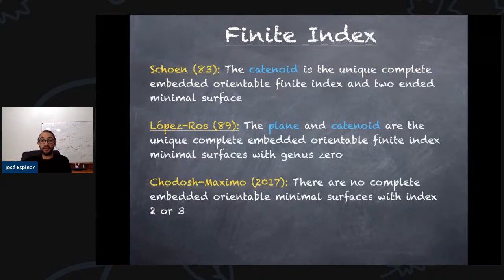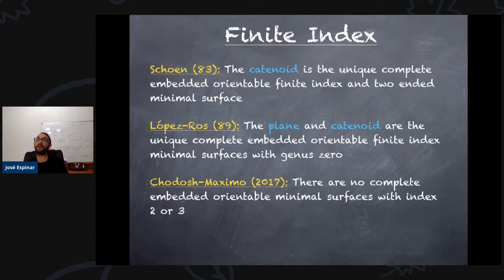So Schoen also proved that the catenoid is the unique complete embedded orientable finite index and 2-ended minimal surface. Actually, what he proved is that it's the only one with 2 ends and finite total curvature, no matter what the genus. But finite total curvature implies finite genus, so it's the same statement. Also, Lopez and Ros proved that the plane and the catenoid are the unique complete embedded orientable finite index minimal surfaces of genus 0. And really recently, Chodosh and Maximo proved that this gap that we commented before, actually, we don't have surfaces, complete embedded orientable minimal surface with index 2 or 3.